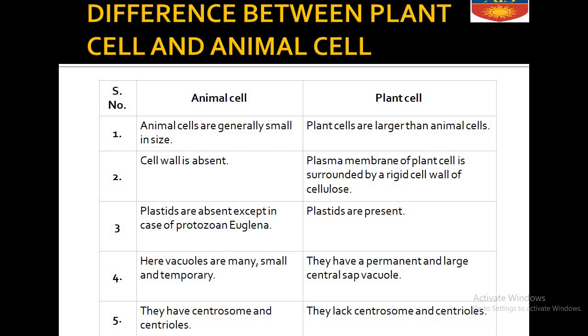Now, in animal cell, they have centrosome and centriole. These centrosome and centrioles initiate and regulate cell division. But in case of plant cell, they lack centrosome and centriole.